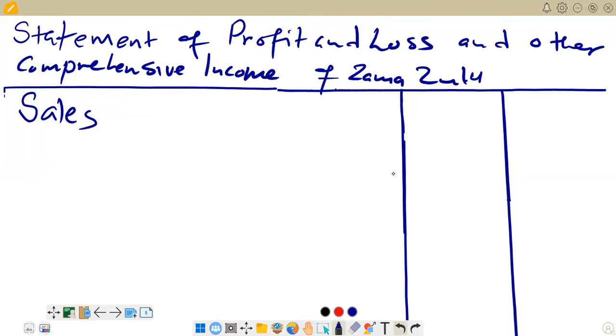Or if we have returns inwards, or sales returns, they are also going to reduce the sales figure. Remember, sales returns, trade allowances and returns inwards all mean the same thing. They are goods that we sold and they were returned for many reasons. It might be they were substandard, they were damaged, etc. So this is what we have in terms of our sales. We can go to our question and check the figure for sales, and check if there are any returns or allowances.